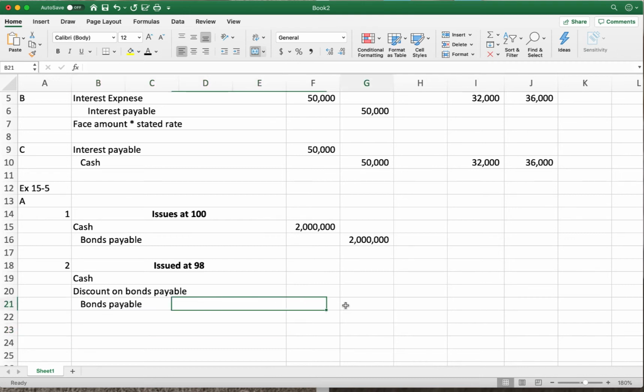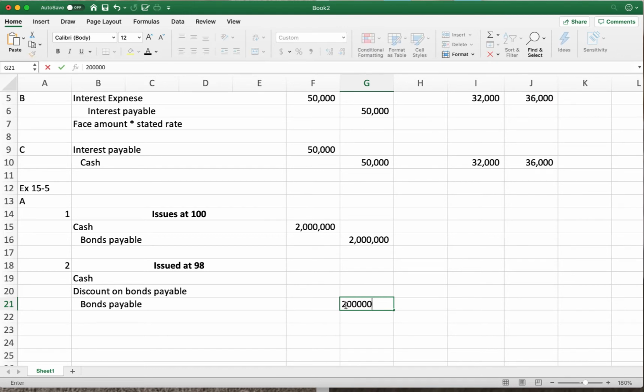Bonds payable. What's the face amount? Well, the face amount's $2 million. Okay? How much cash are we receiving? Well, we're receiving 98% of the face value, right? $2 million times 0.98 gives me $1,960,000. That's the cash that we as the company are receiving.